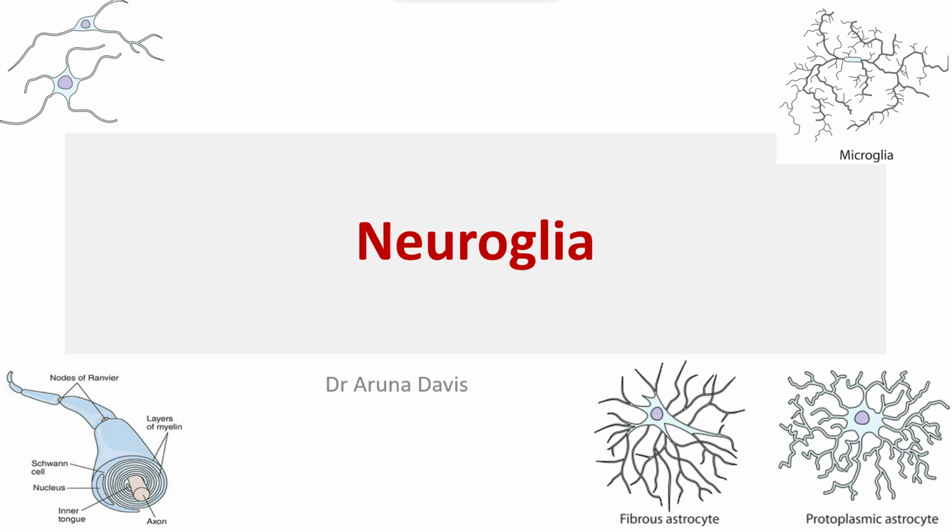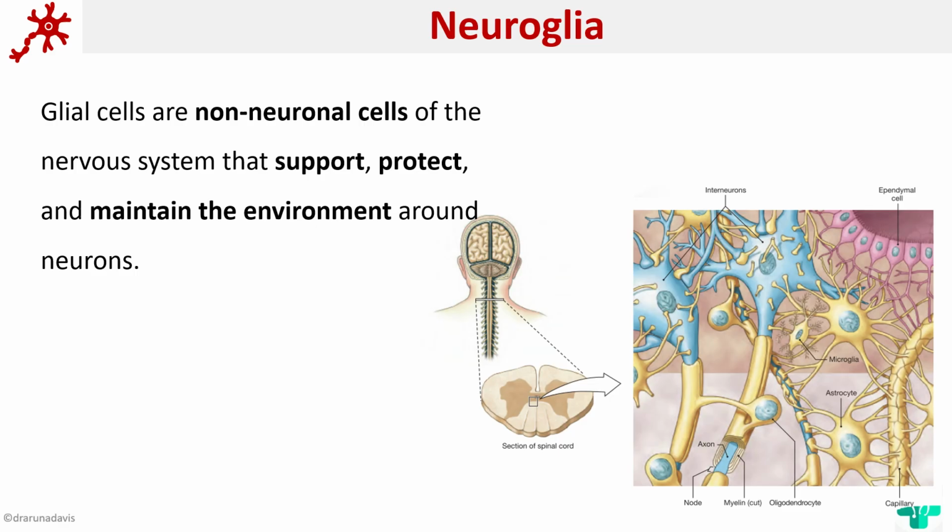Hi all, in this video we're going to see about neuroglia. This question has been asked previously as a short essay, so we'll see what neuroglia is. Neuroglia or glial cells are basically non-neuronal cells that are present in the nervous system that support, protect and maintain the environment around the neurons.